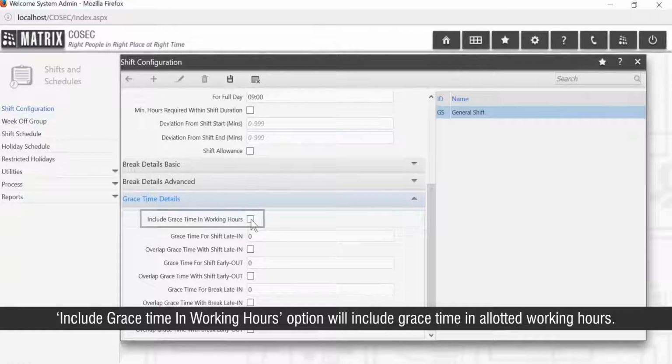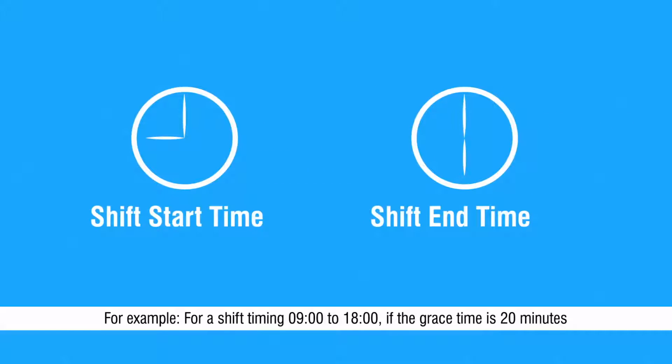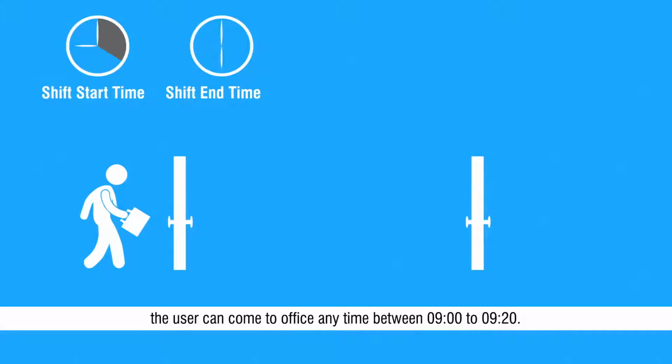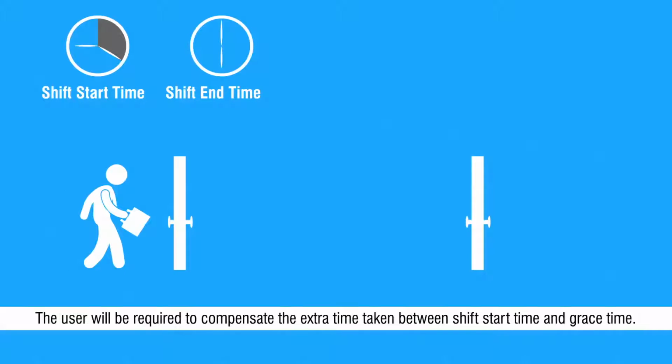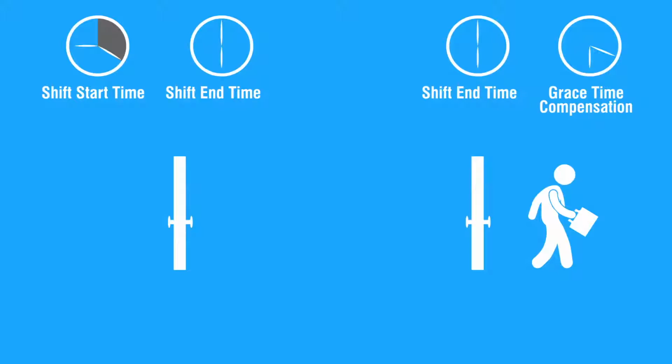Include grace time in working hours option will include grace time in allotted working hours. For example, for a shift timing 9:00 to 18:00, if the grace time is 20 minutes and include grace time in working hours option is checked, the user can come to office anytime between 9:00 to 9:20. The user will be required to compensate the extra time taken between shift start time and grace time.